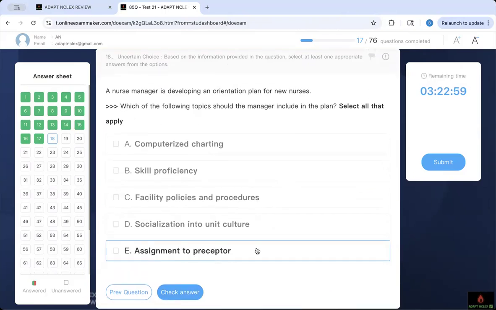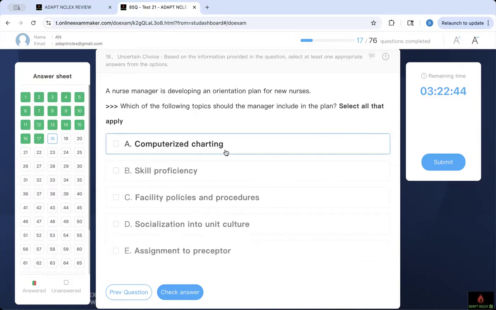A nurse manager is developing an orientation plan for new nurses. Which of the following topics should the nurse include in the plan? If you want to be a new nurse, go to a hospital. What topic do you want to know? Computerized charting, scale proficiency, policy and procedures for the facility, socialization into the unit culture, assignment to a preceptor. What should be most important to you? You don't have to select everything.